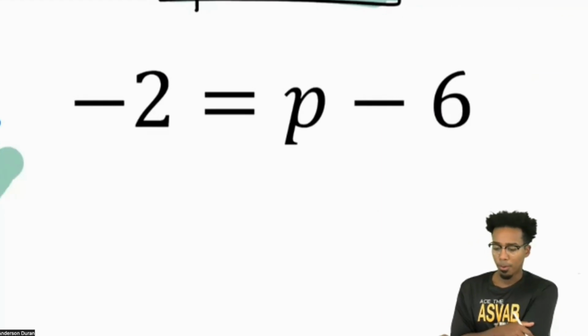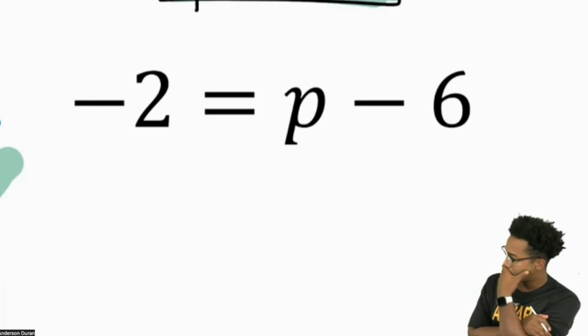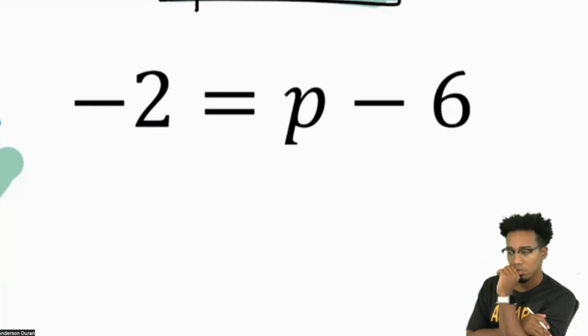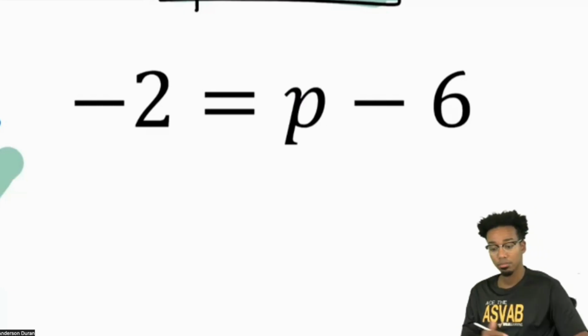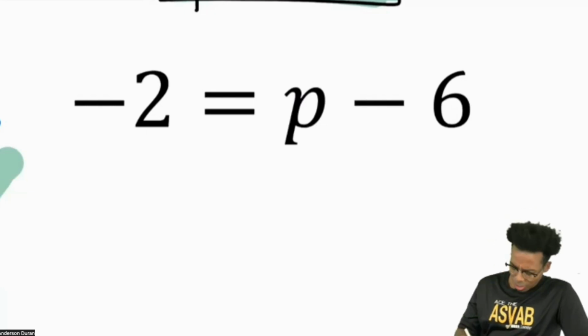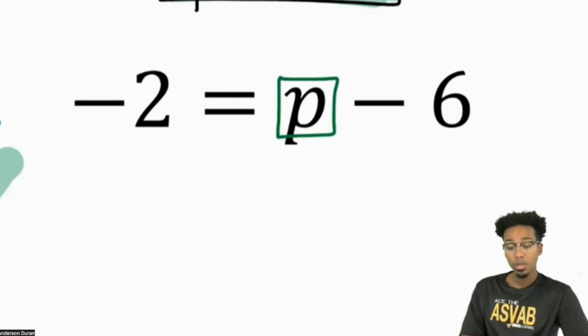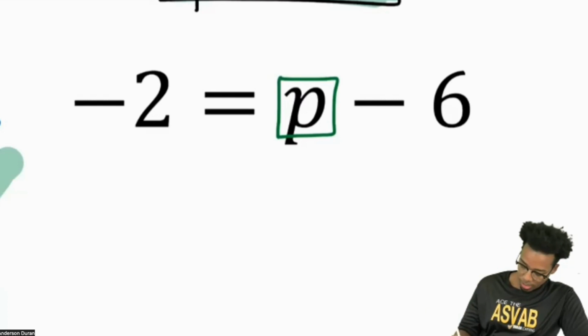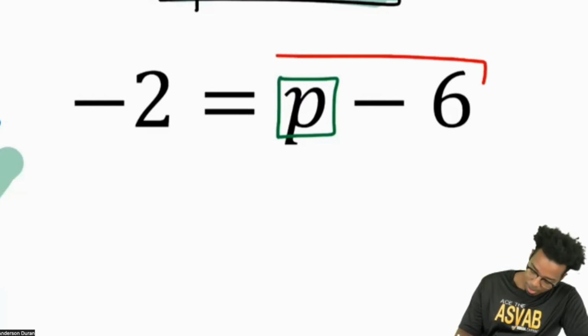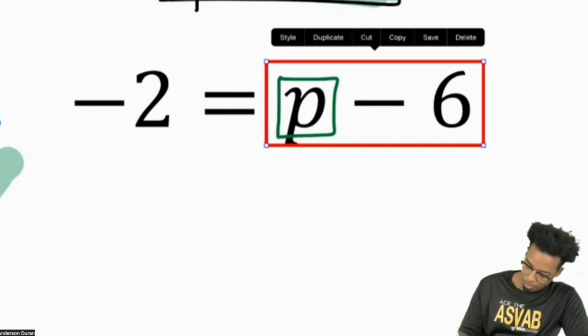So, everybody, if we're checking this out, again, all you have to ask yourself is this: what is currently happening with the variable I'm trying to solve for? Answer me that, please. What is currently happening around the P? Right, on its same side, it's currently being subtracted by 6.